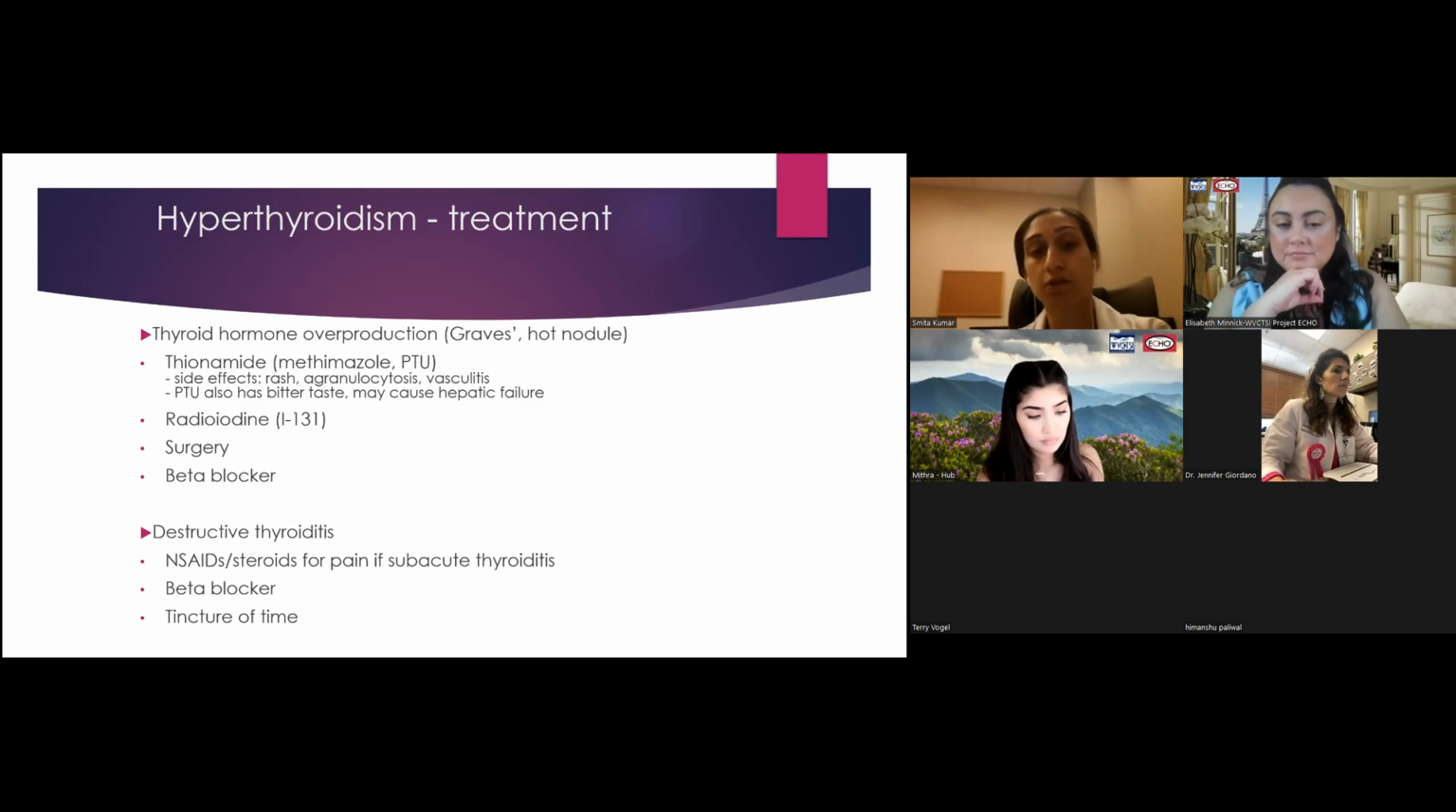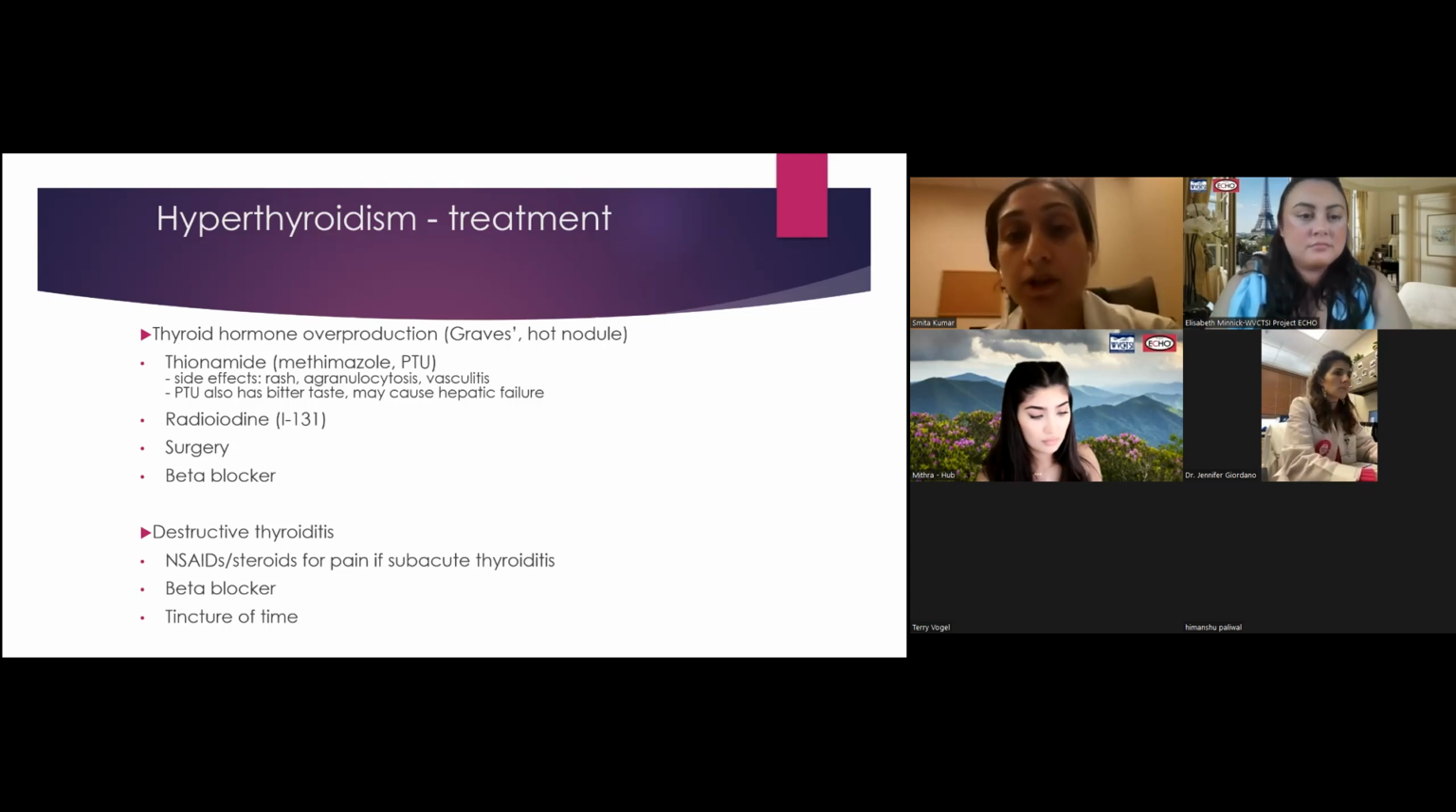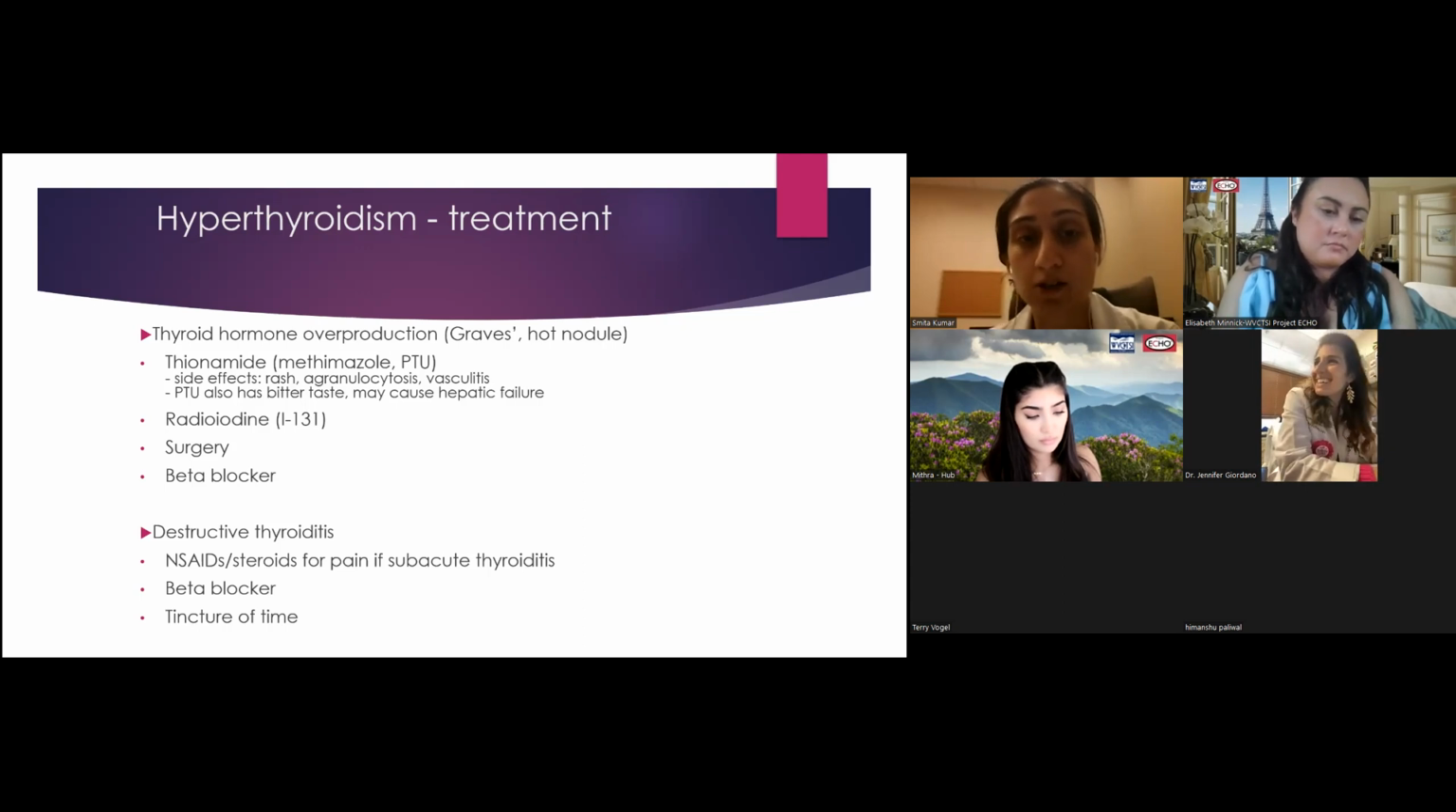In hot nodules, the goal is to really just kill off the area of the overproductive nodule. And so the goal is to try and make them euthyroid. That doesn't always happen. They still are at risk for becoming hypothyroid, even with radioactive iodine in a hot nodule. In Graves' disease, some patients go into remission after about 18 months of treatment on medication.